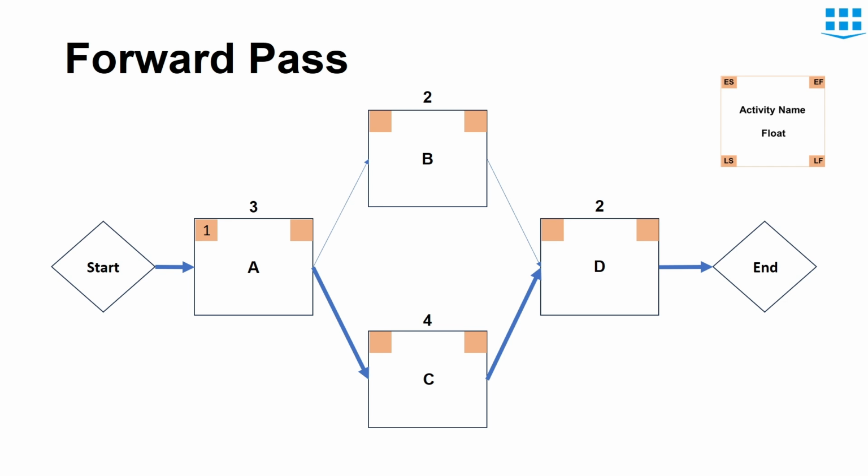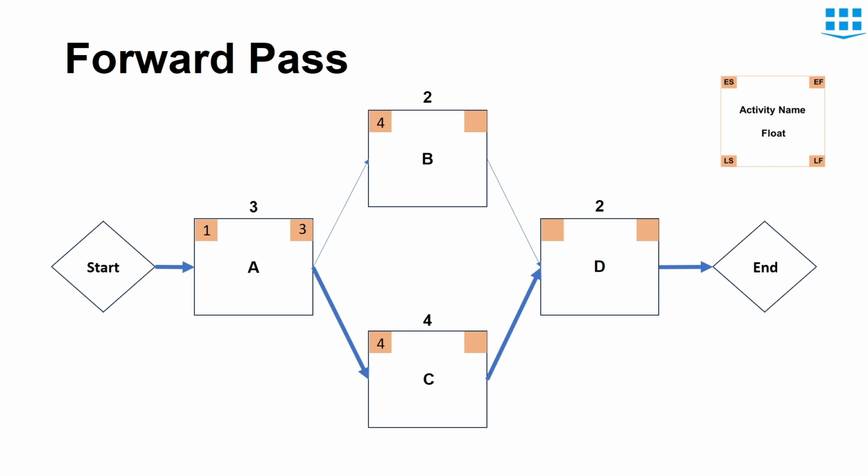So how many days will it take to complete task A? As we know, activity A has a duration of 3 days. This means that if we start activity A on day 1, it will take day 1, day 2 and day 3 to complete this task. This means that the early finish of activity A is 3. Now since activity B and C are dependent on the completion of activity A, the early start of activity B and C will be 4.